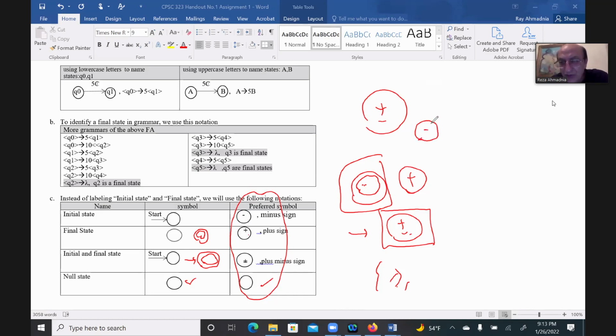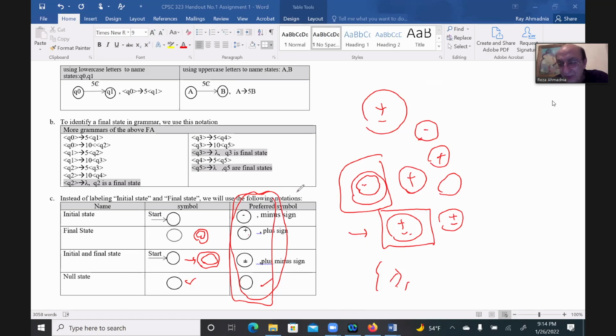A circle with minus means initial state. A circle with a plus means a final state. A circle with no plus and no minus is a null state here. It is possible for an initial state to be a final state. You mark it with plus and minus. Okay, so these are the notations we are using throughout the semester.